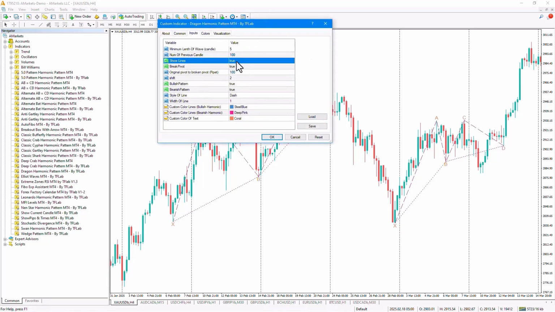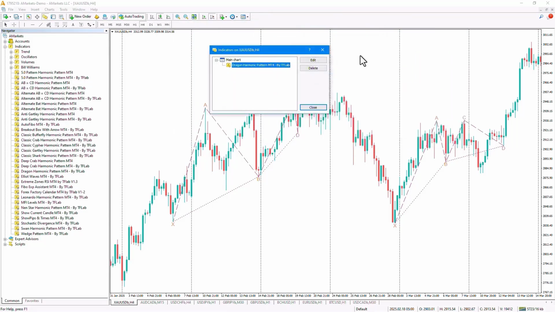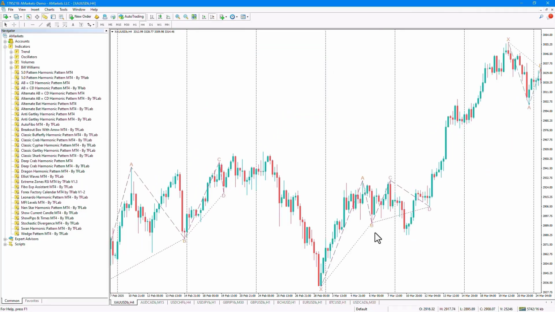In the next section, we can enable or disable the display of harmonic pattern lines. In the next section, we can enable or disable the break pivot status. If this option is enabled, and pivots have been broken with candlesticks, it identifies and displays them for us, and it does not consider any difference for the breaking of pivots.